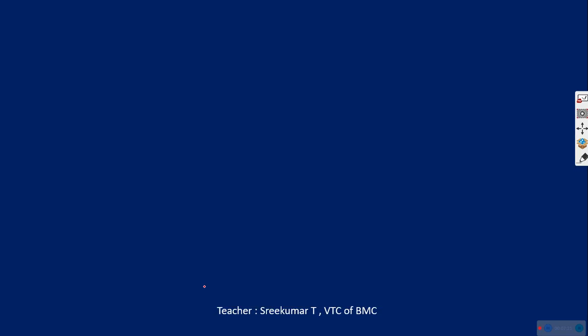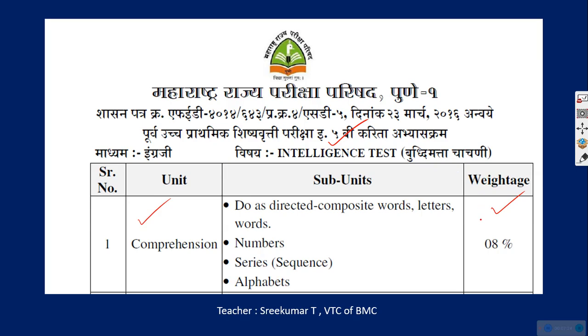In those 11 units, different weightage of marks is given, and the first one is comprehension. Your capacity to conclude, your capacity to comprehend by looking at a given number series or alphabets or words or letters will be assessed in this kind of category.